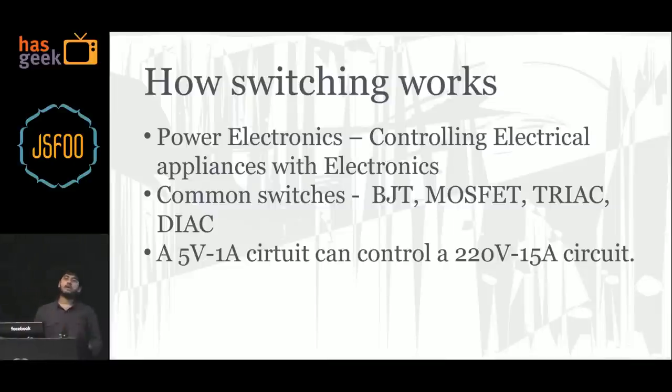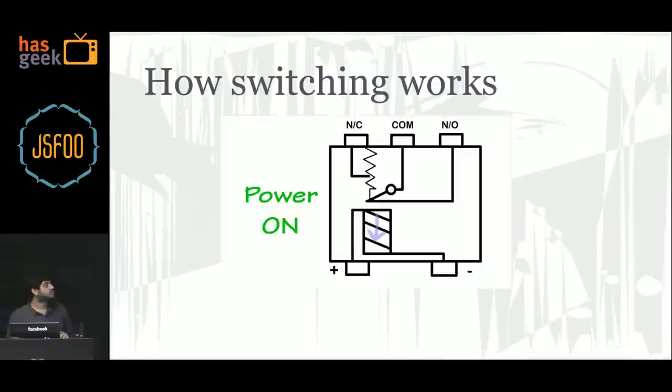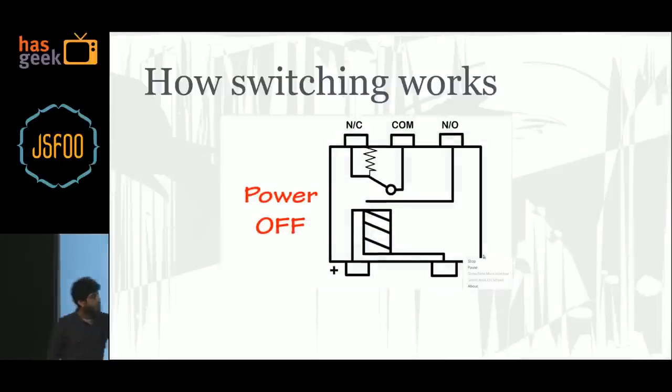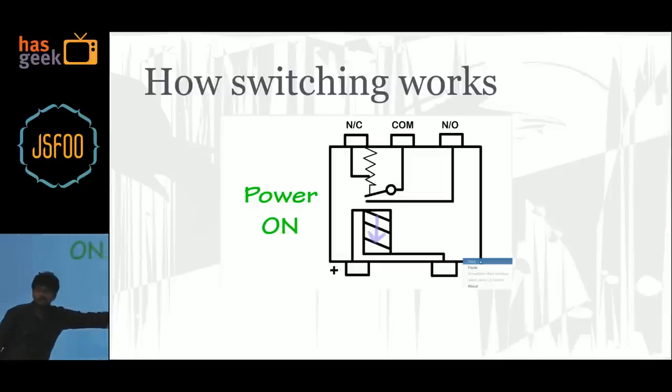As a general term, we have power electronic devices. So you are controlling some of the examples are like BJT, which is a transistor, MOSFET, triac, diac. So let's show a quick animation on how this thing actually works. So if you can see in this video, this circuit basically here is your electronic circuit. And that circuit is your electrical circuit.